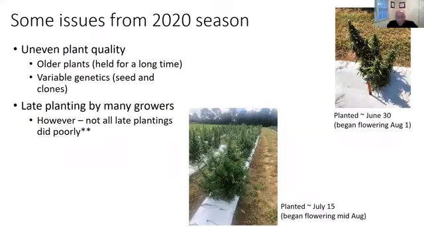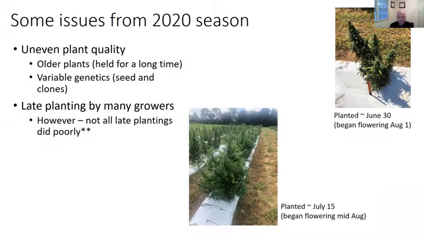So I want to talk about some issues I saw from the 2020 season, and one of them was uneven plant quality. We saw big differences in clones, cuttings, and plants from seed. Saw a lot of variable genetics, both in seed and clones. I visited some growers who had bought clones and had quite a bit of variation in the field, which was not expected. And then I think some of the variation we saw was in older plants.